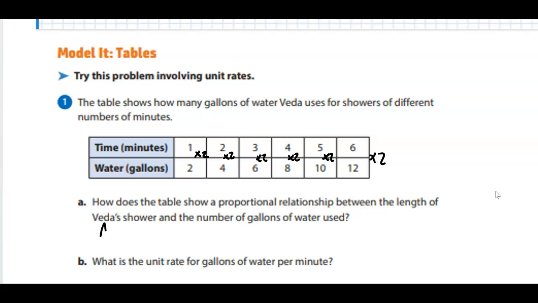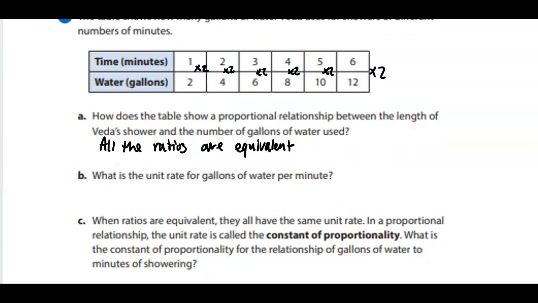So all the ratios are equivalent. Whatever I write down, you write down. So again, how we knew that is that every value in this table got multiplied by the same number. That's our constant of proportionality. It says, what is the unit rate of gallons of water per minute? Well, that's right here. We want water first, right? So it's 2 gallons per 1 minute.